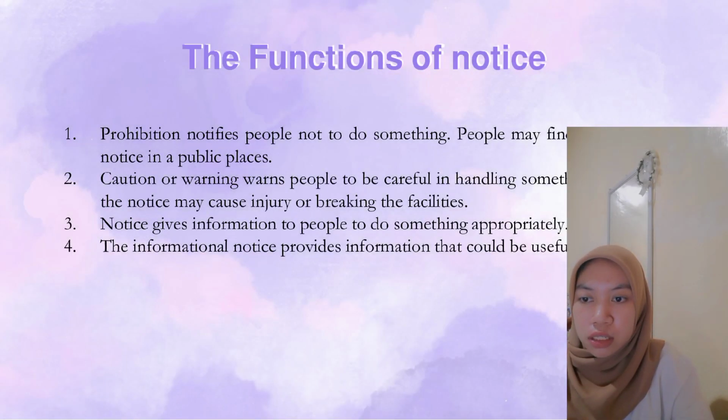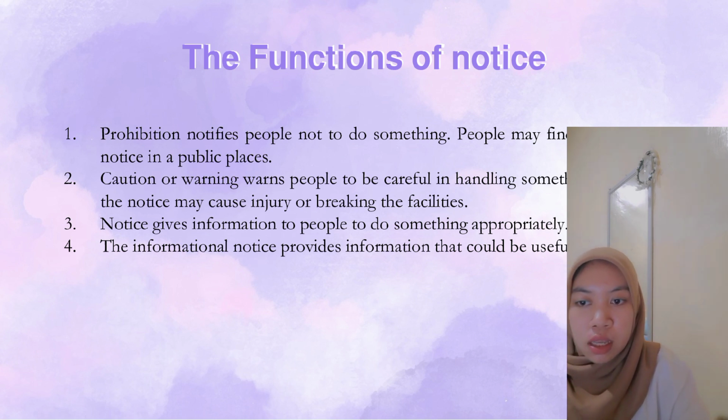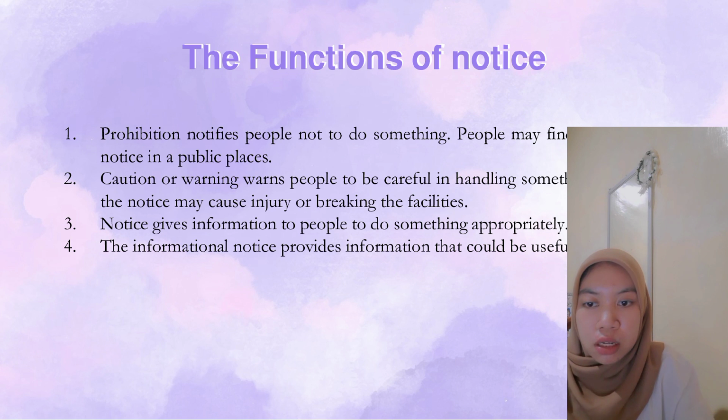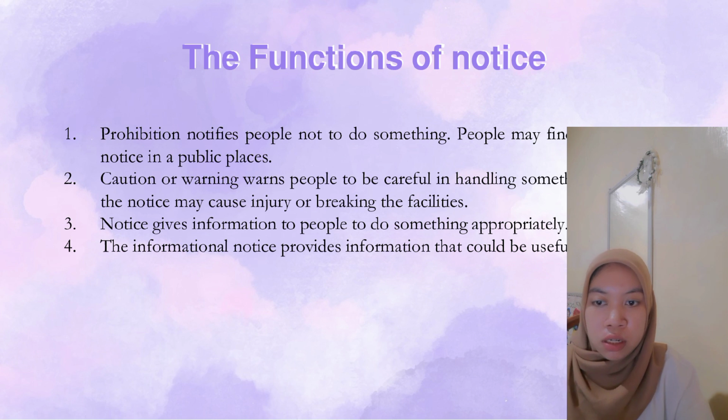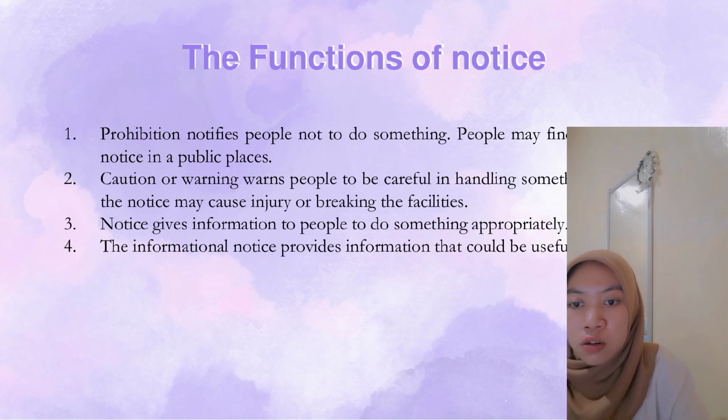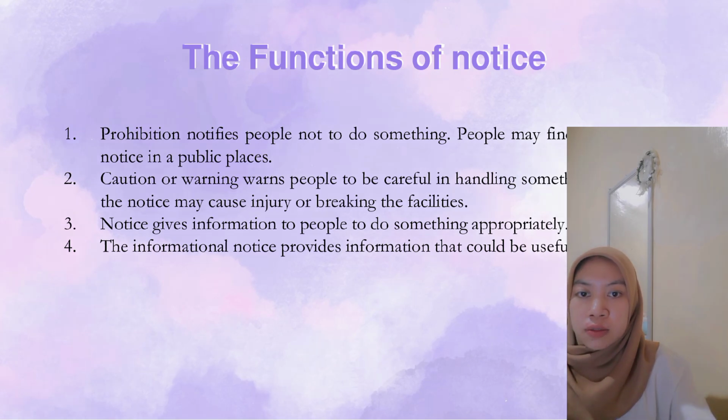The function of notice. First, prohibition notifies people not to do something. People may find this kind of notice in public places. Second, caution or warning warns people to be careful in handling something. Ignoring the notice may cause injury or breaking the facilities. Third, notice gives information to people to do something appropriately. Fourth, the informational notice provides information that could be useful for people.